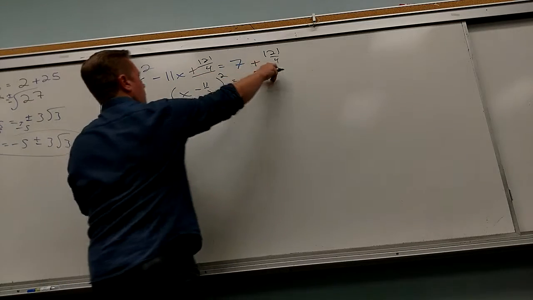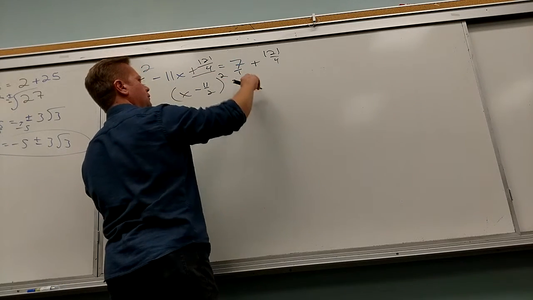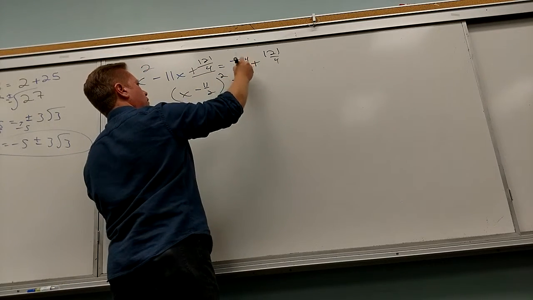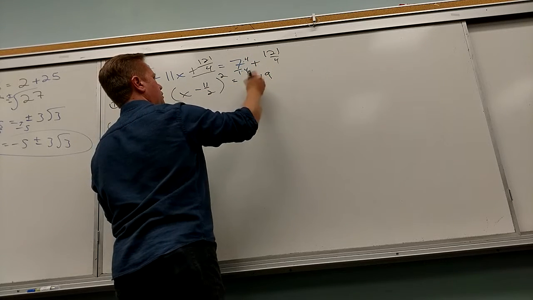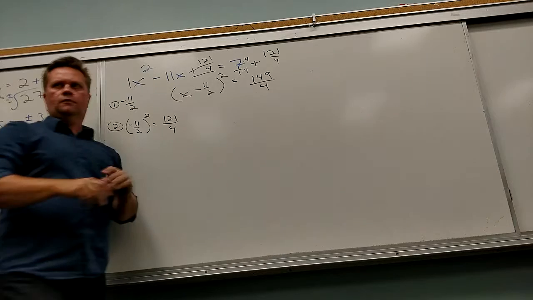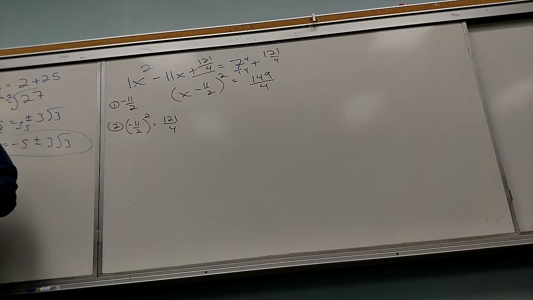How do I do this side? I'm going to have to get, not too bad, right? So 28 plus 121, 149 over 4. What's up? Everybody all right?